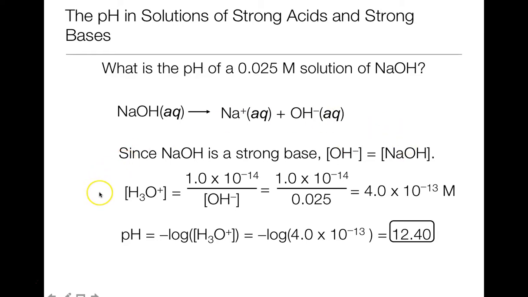What I have down here is a rewriting of our Kw expression. So if you remember, Kw is 1 times 10 to the negative 14th, and that equals the concentration of hydronium multiplied by the concentration of hydroxide. So I've rearranged it so the concentration of hydronium equals Kw over the concentration of hydroxide. There's my Kw. There's my concentration of hydroxide. I've now directly solved for the concentration of hydronium.